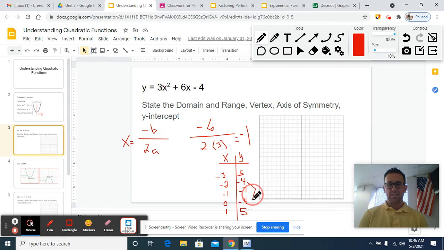And notice how these are the same. Okay, that's no coincidence. That's on purpose. That's what's supposed to happen. Saves you a little bit of time. So I'm going to graph these points. 0, negative 4, 1 comma 5. That's right here. Negative 1 comma negative 7, right here. And then here.